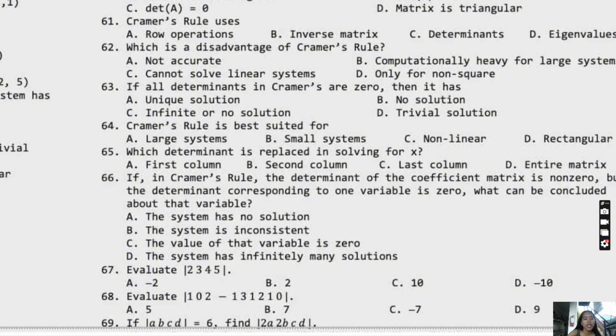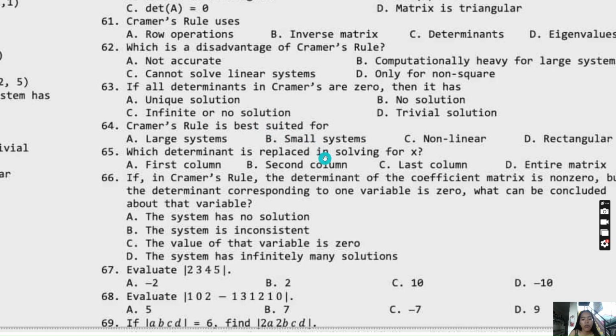So number 63, the question is, if all determinants in Cramer's rule are 0, then it has letter C, infinite solutions, because again, it is the same with the inverse. As I said, if you get the determinant 0, then it is infinite solutions. I think that is a property.